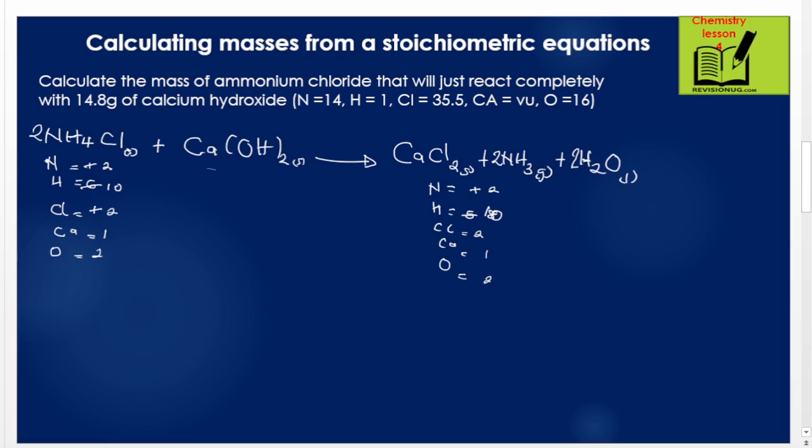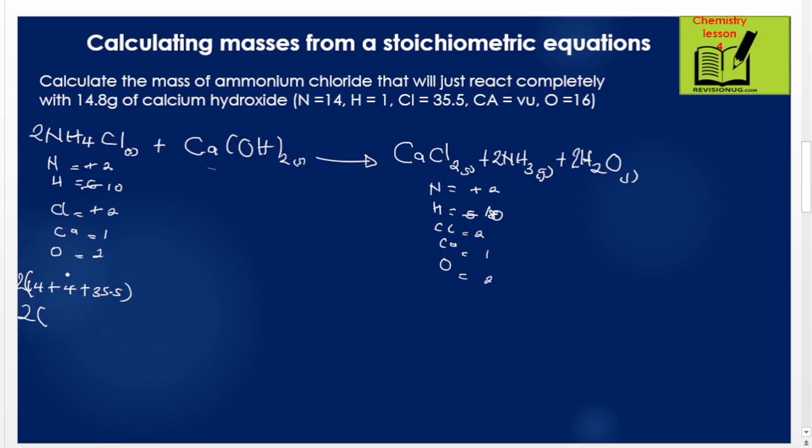So at a standard level, let us get the RFM of ammonium chloride. So we have nitrogen, which is 14, then plus hydrogen, which is 4, then plus chlorine, which is 35.5, and all of this one because there are 2 molecules here. Therefore 2 into, then let us compute this one. That is 14 plus 4, then plus 35.5. What's the answer?